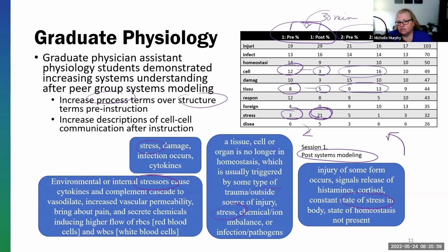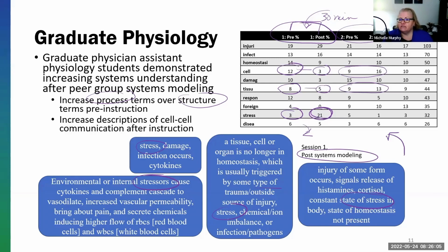So the three studies all together then show us that the undergraduate students did find some testing benefit from systems modeling. The graduate students thought it was the most beneficial technique for learning physiology, even when they hadn't been taught it specifically. And then later, more recent cohorts of graduate students demonstrated that they increased their process thinking over their structure thinking based on systems modeling.